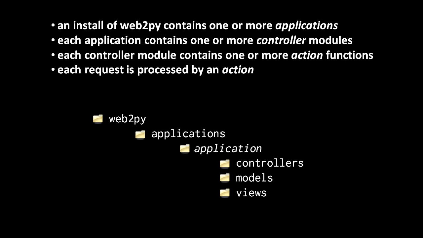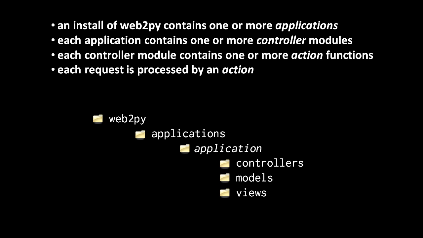So logically, the way Web2Py is structured is that, first, we have potentially more than one application in each install of Web2Py, and then within each application, you have some number of controller modules, and inside those controller modules, you have one or more what Web2Py calls actions, and an action really is just a function. What Web2Py calls a controller is just an ordinary module of Python code, and the actions contained within are just ordinary functions. The basic idea is that each incoming request gets processed by one particular action, and which action is specified by the URL of the request.